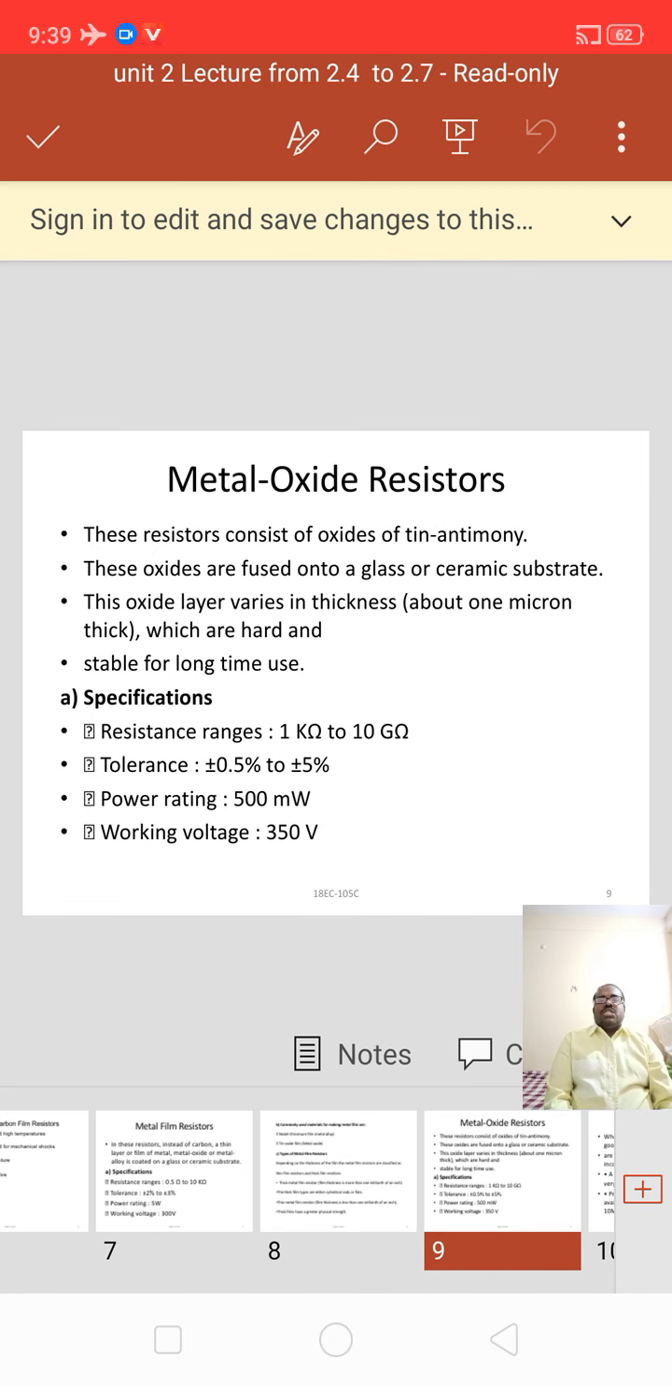Next, features of metal film resistors are over, and we learned about the metal oxide resistor features. These resistors are mainly made of oxides of tin and antimony. These oxides are fused onto a glass or ceramic substrate.